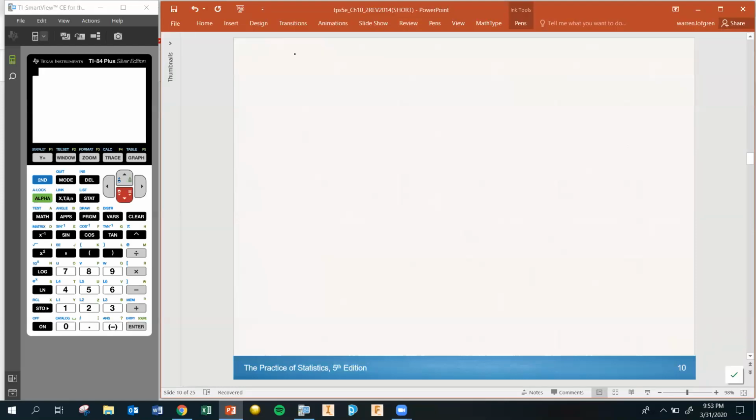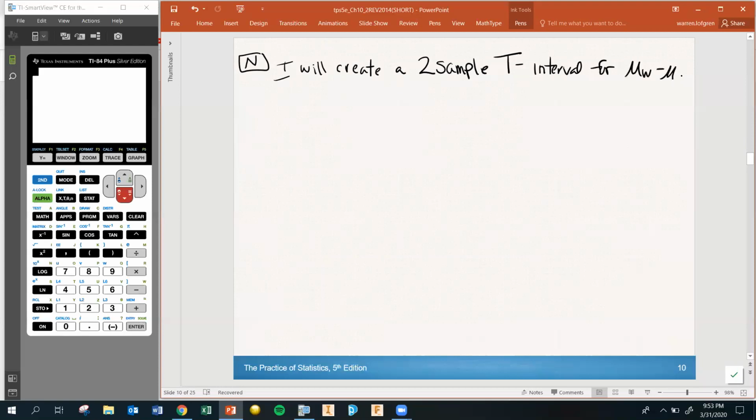So the next step in PANIC is we have to show the name of what we're about to do here. So I'm going to create, and here comes the name, a two sample t interval. And I'm making a two sample t interval for the difference between the average of the walkers and the non-walkers. So there's our PAN. Now, here comes the work.